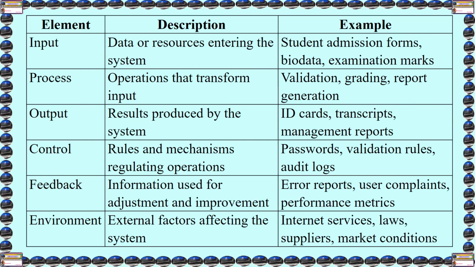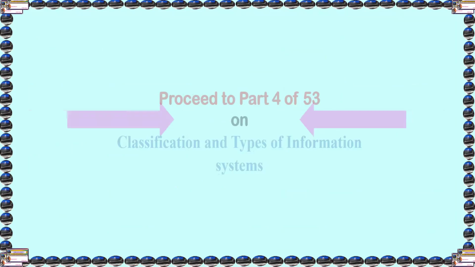We have the feedback. That is information that is gotten out and fed back, used for adjustment and improvement. That's what feedback is. Examples are the error reports generated by the system, user complaints, and performance metrics. We have the environment. These are the external factors affecting the system, and they can include internet services provided by external bodies, laws by the government, suppliers, market conditions, amongst others.